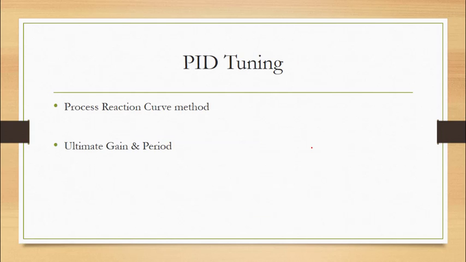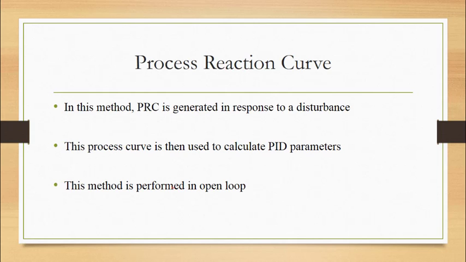So let's check what tuning methods we have. These are two very famous tuning methods: one is the process reaction curve method, and another is the ultimate gain and ultimate period method. In this video, I will be explaining the process reaction curve method. In this method, the process reaction curve is generated in response to a disturbance.